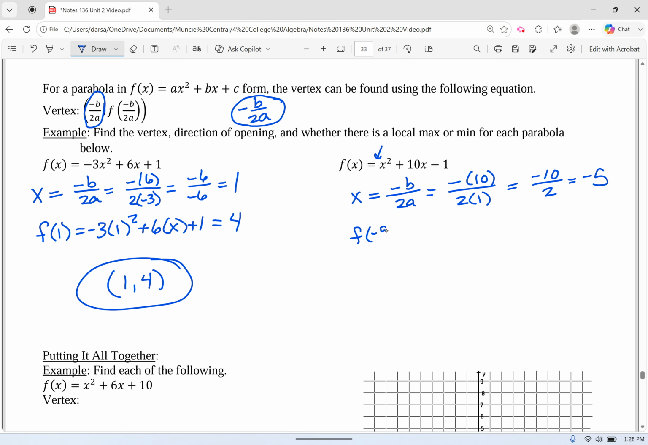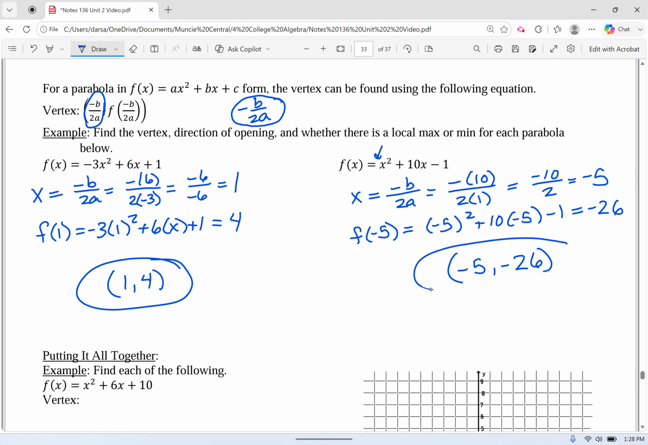How do I find the y value? Well, I'm going to plug it back into the original equation. So negative 5 squared plus 10 times negative 5 minus 1, that's negative 26. So the vertex of this parabola that is in quadratic form is negative 5, negative 26.